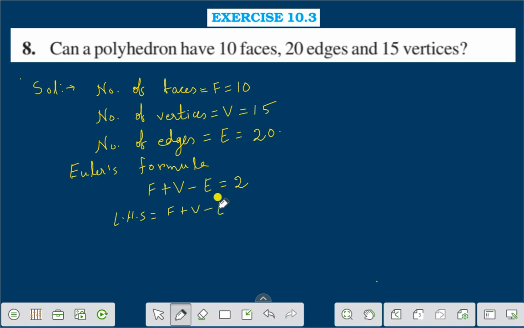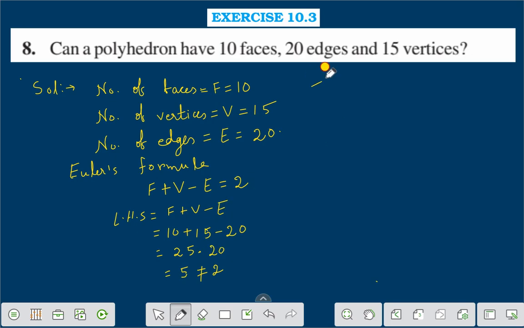minus E. Number of faces is equal to 10, plus number of vertices is equal to 15, and number of edges is 20. Therefore we are getting 10 plus 15 is equal to 25, 25 minus 20 is equal to 5. But 5 is not equal to 2.